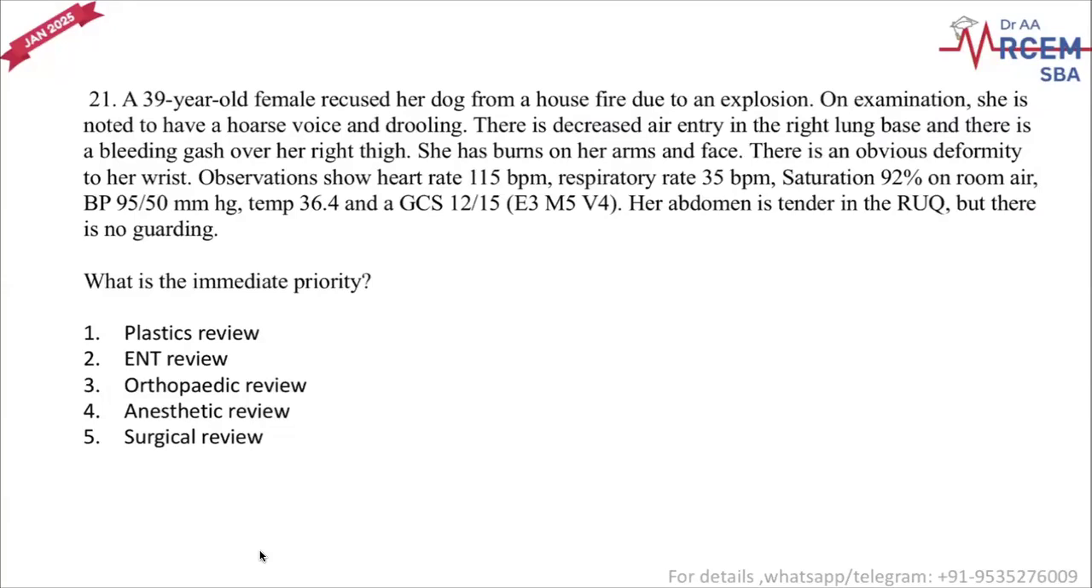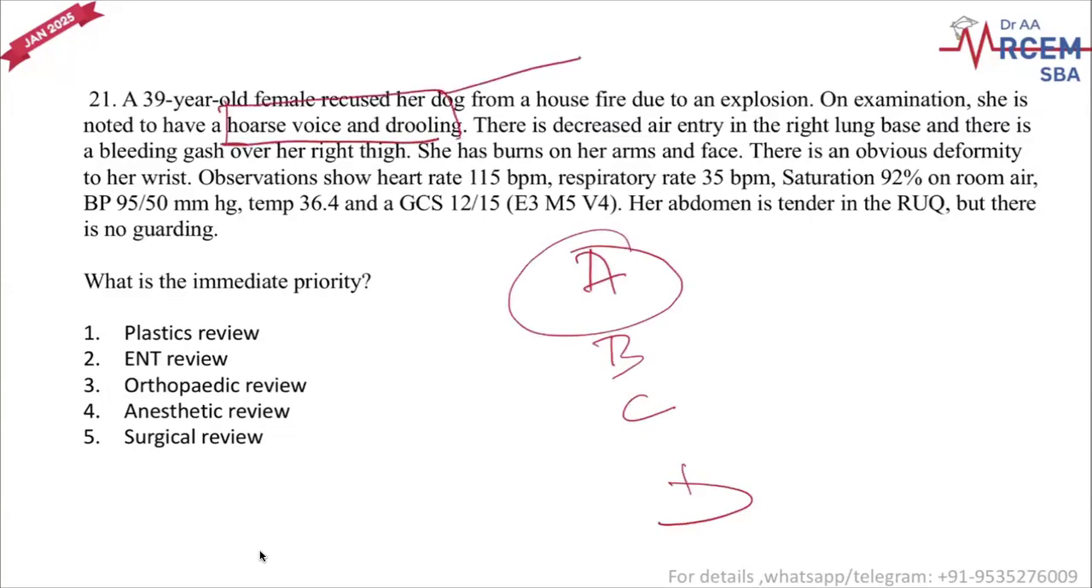What is the immediate priority? Always we go according to airway, breathing, circulation, deformity. Airway: is something wrong in the airway? Yes. Hoarseness of voice and drooling is present, which is an indication for prophylactic intubation. That's why you need to go ahead and involve the anesthetist. Immediate priority here is anesthetic review for prophylactic intubation. So answer 4 will be the right answer here.